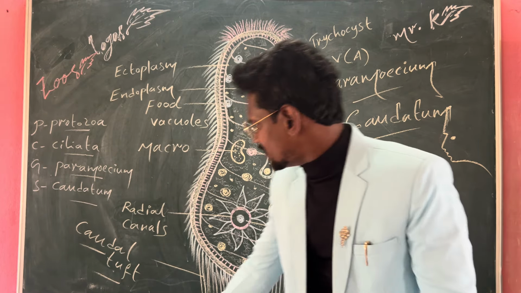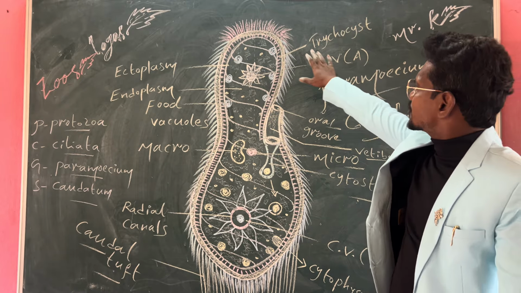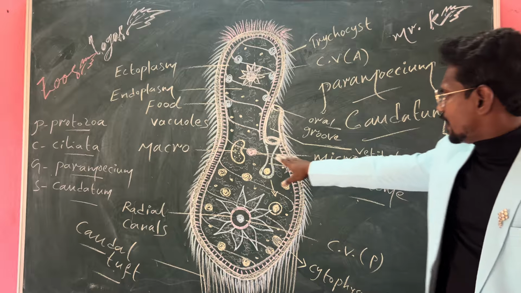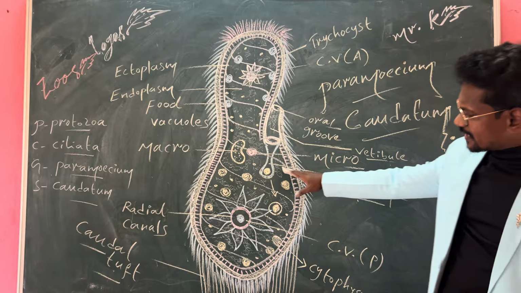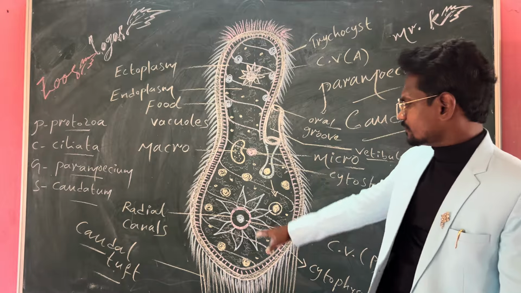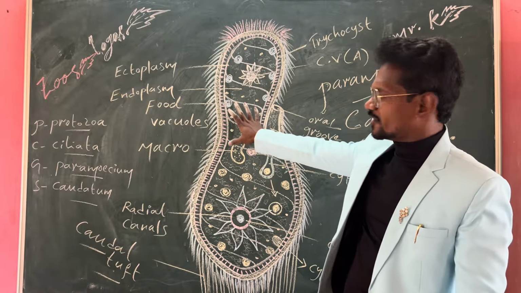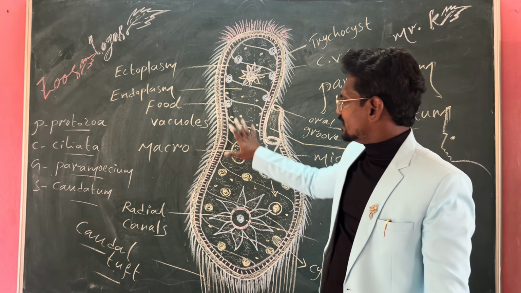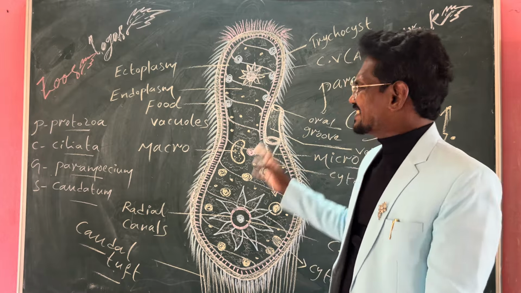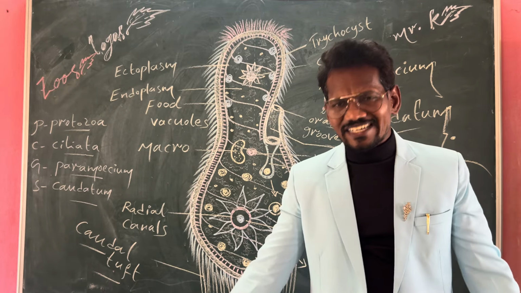Once again, let us briefly go through the entire parts of our Paramoecium caudatum. Trichocyst, contractile vacuole anterior, oral groove, micronucleus, macronucleus, vestibule, cytostome, food vacuole, cytopyge, caudal tuft, contractile vacuole posterior, food vacuole, and slightly myonemes can also be seen, in a spiral arrangement. And in the endoplasm and ectoplasm, granules are found. So this is the information about our slipper animalcule, Paramoecium caudatum.